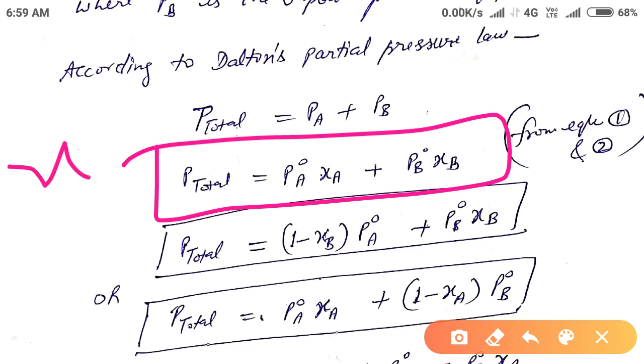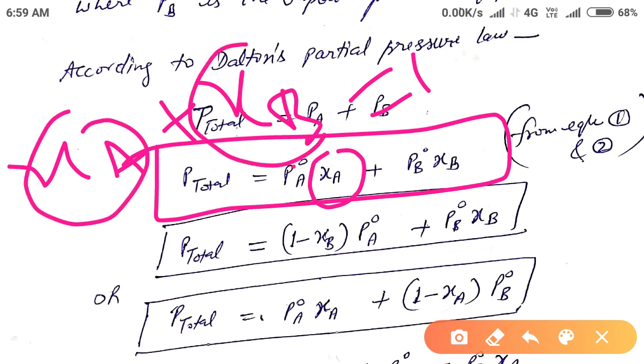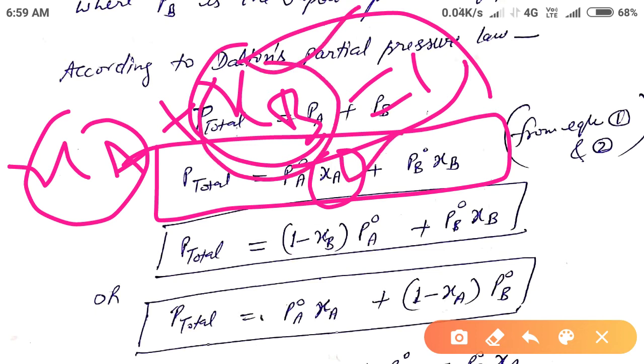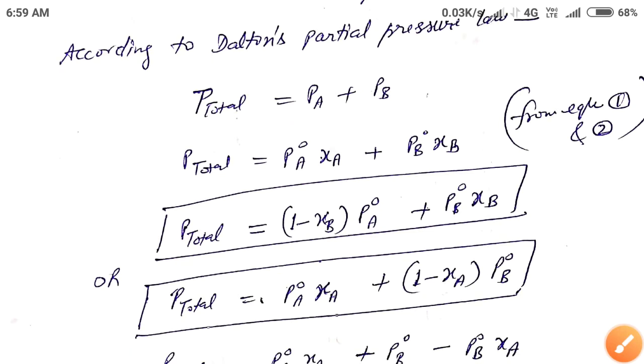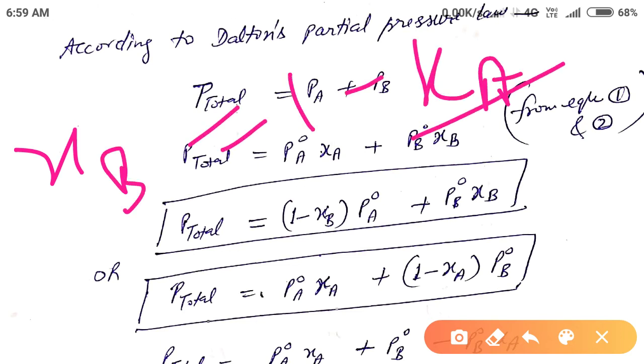We also know that chi A plus chi B equals 1. Hence chi A equals 1 minus chi B. We put the value of chi A equal to 1 minus chi B, or we can also put the value of chi B equal to 1 minus chi A here. If we do this, we get this equation.